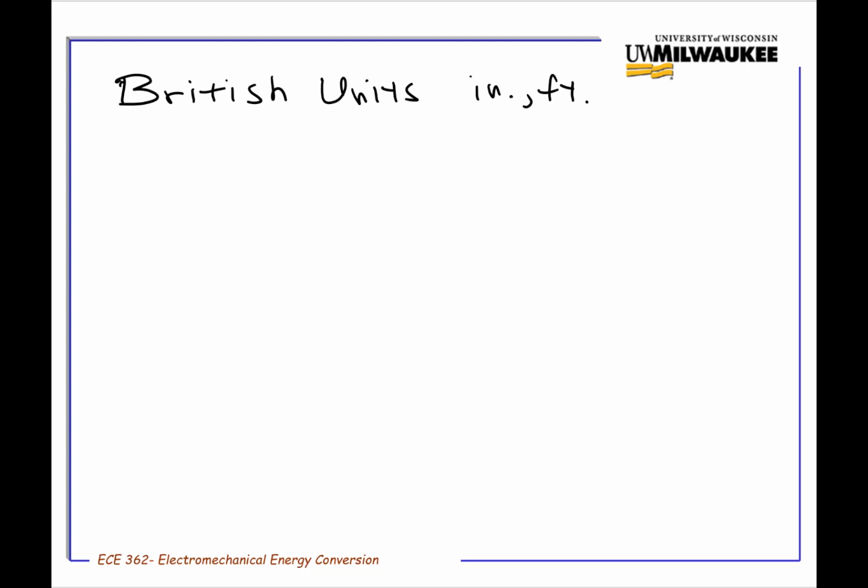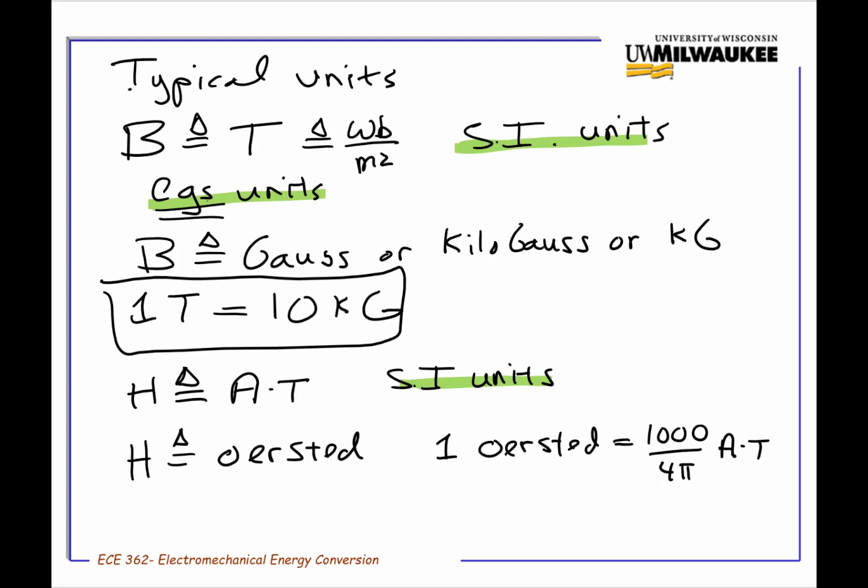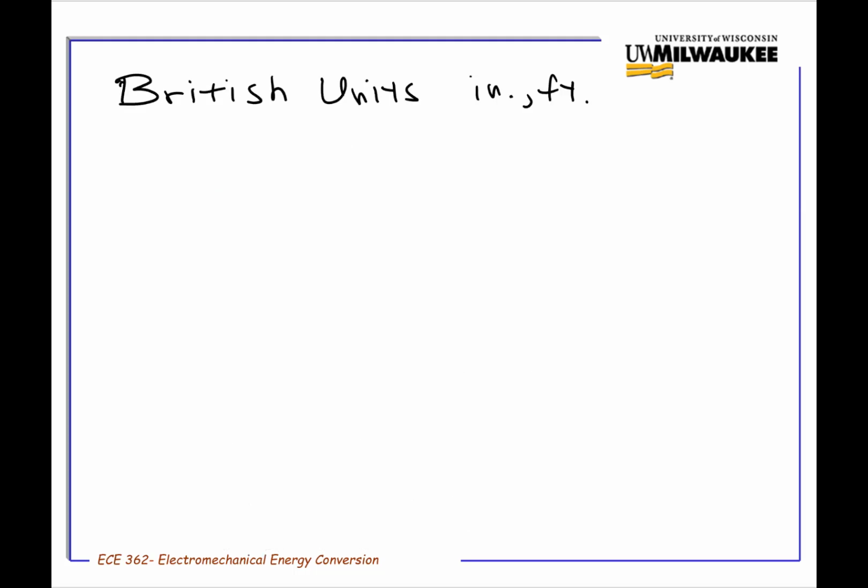So let me go back and give you flux. The flux is Webers, WB. I'm not really sure what it is in CGS. That's the SI unit. In British units, the flux is lines. So yeah, very straightforward, right? You have flux lines.